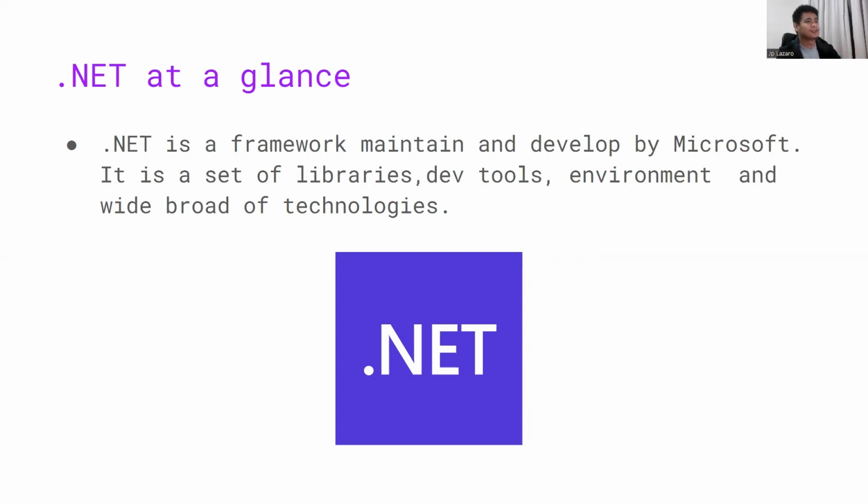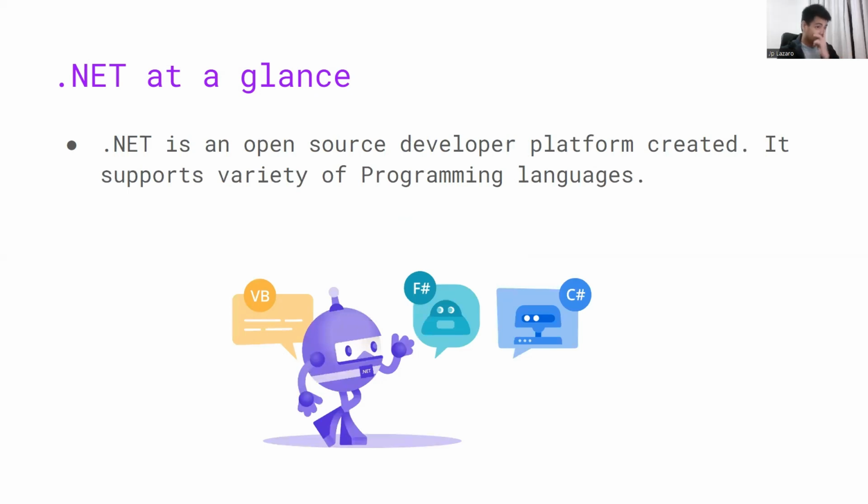So there's a lot of features, improvements, then additional technologies that you can use to leverage with your own project or application, and then to improve your existing project as well. Okay, so as I mentioned, .NET is an open source developer platform, meaning to say anyone can contribute to the .NET platform. And it also supports a wide variety of programming languages. For example, C Sharp, VB, F Sharp. But currently I'm using C Sharp. So these are the technologies that you can use to build your application in the .NET platform.